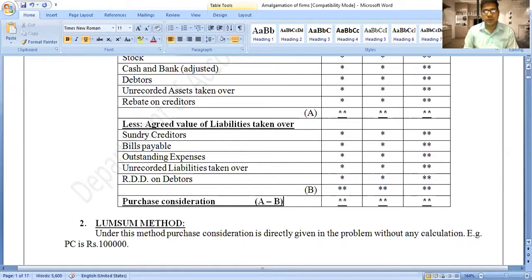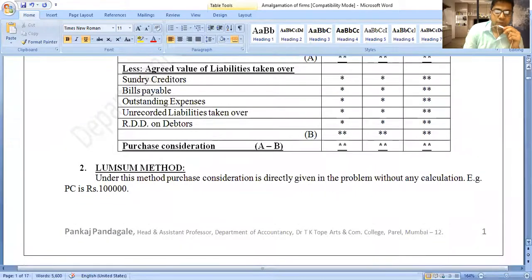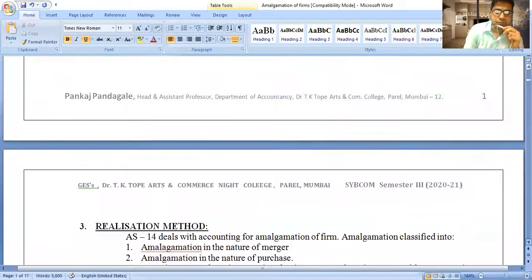No need to calculate purchase consideration by using the net asset method, and they can directly sell their business. So the lump sum method is also applicable sometimes in our problems. No need to calculate purchase consideration, they will directly give the purchase consideration value. It is called the lump sum method. Okay, I hope you understood what is going on.